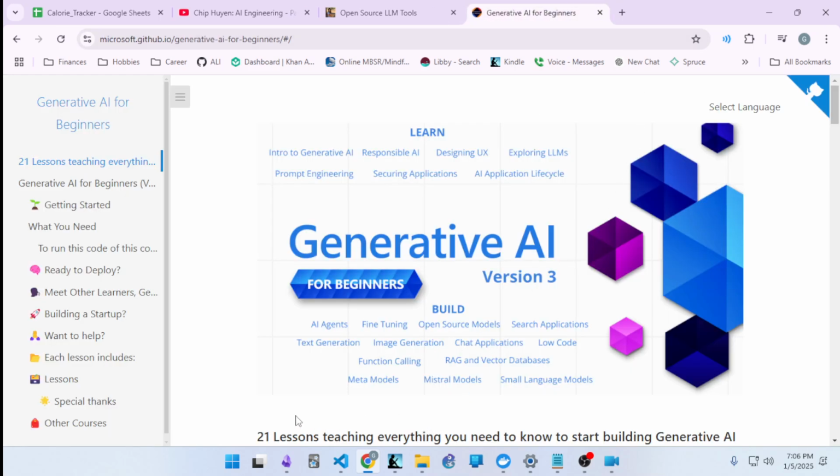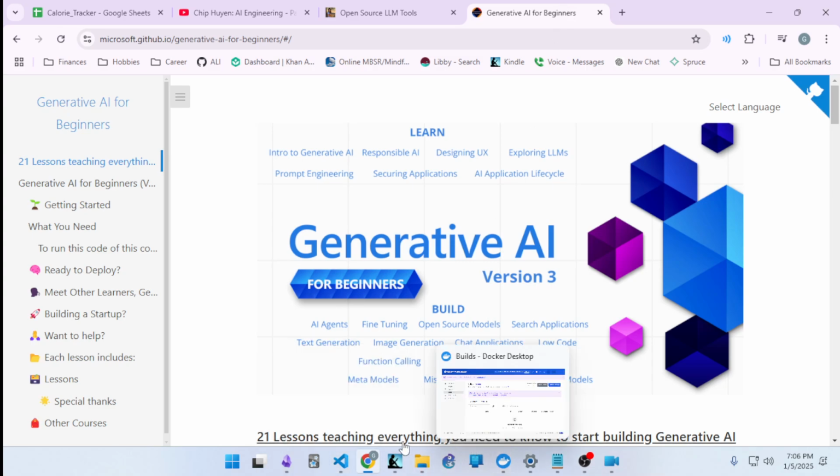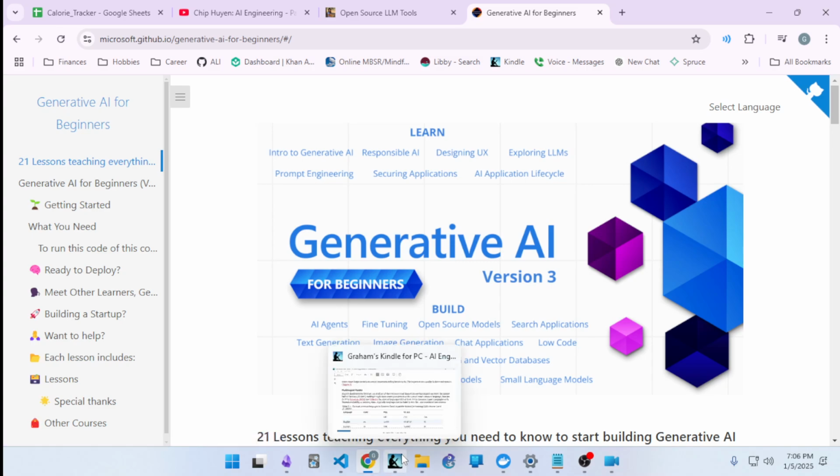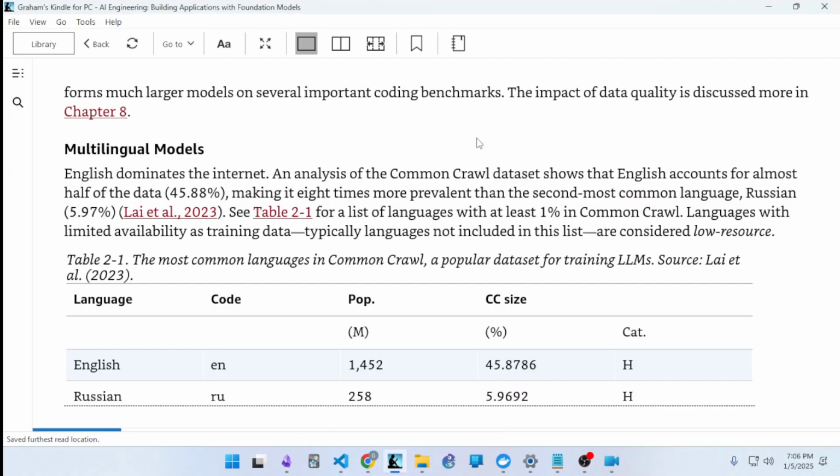Yeah, so it doesn't have to be limited to English, and it can teach you. It's crazy. What a world we live in. All right, so multilingual models.